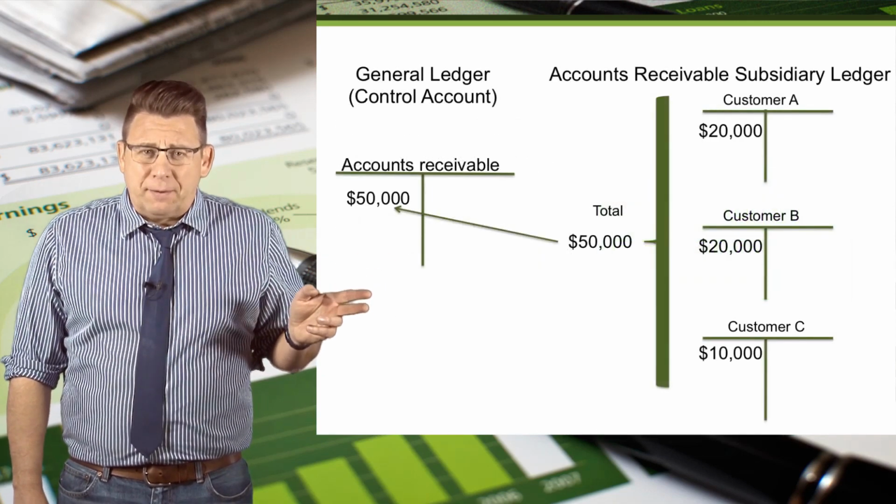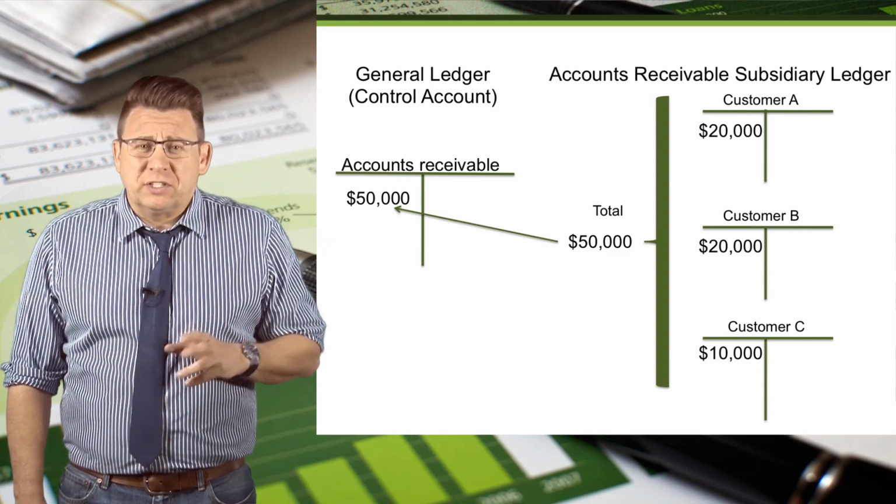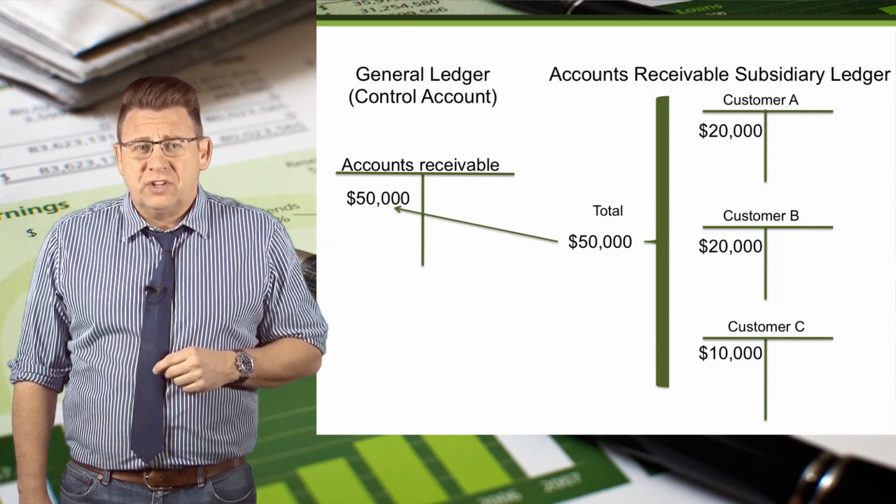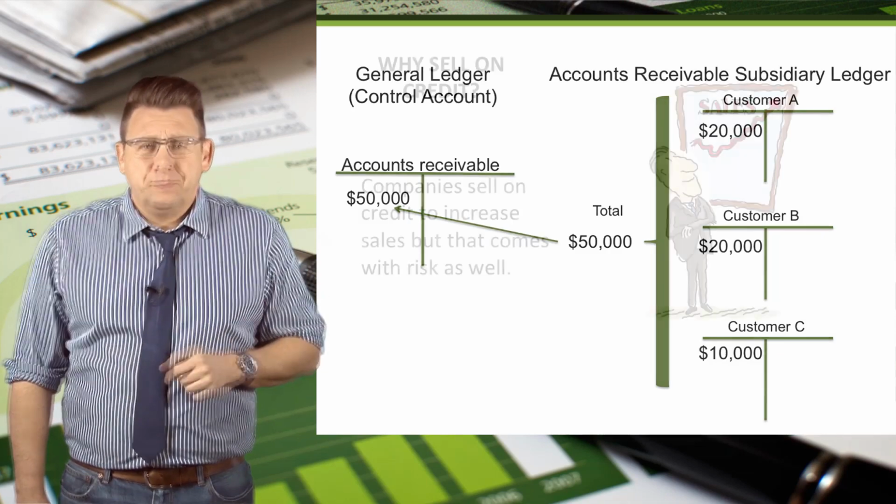Here is an example of that. The total amount of accounts receivable is $50,000. Here you can see that the customer's subsidiary ledgers add up to that amount.